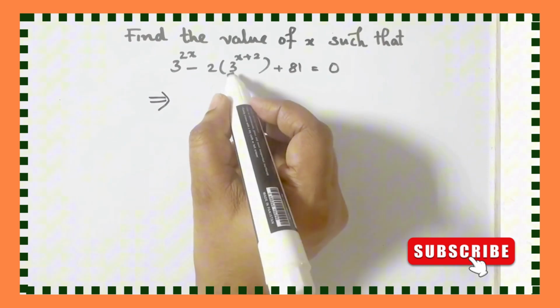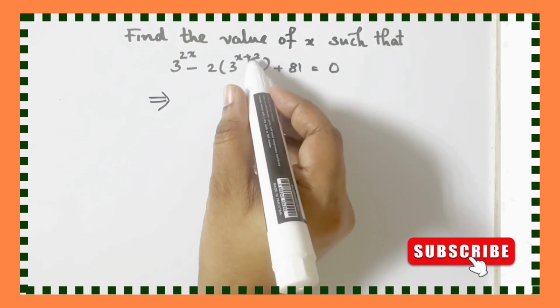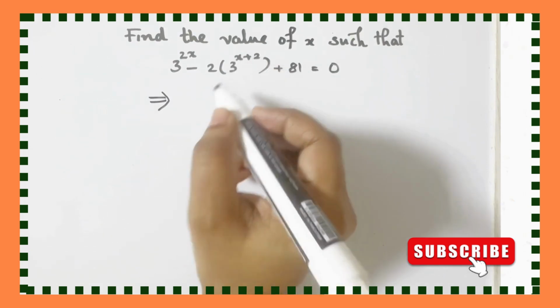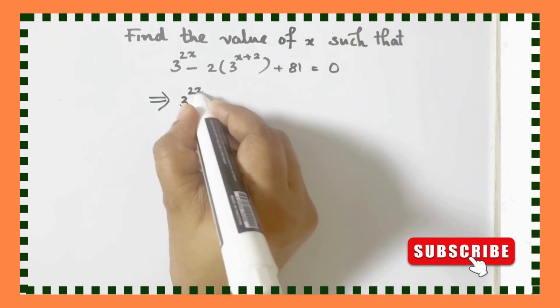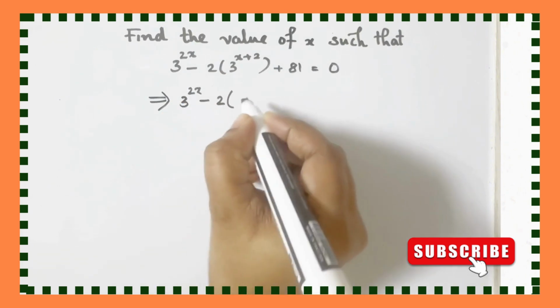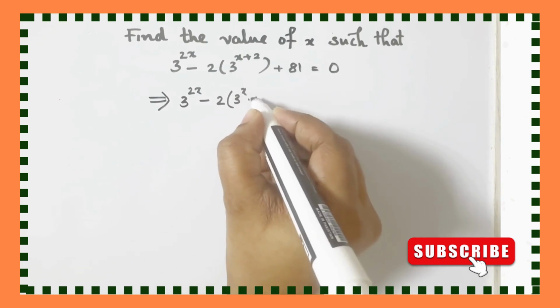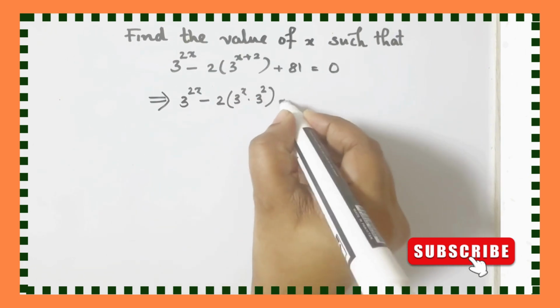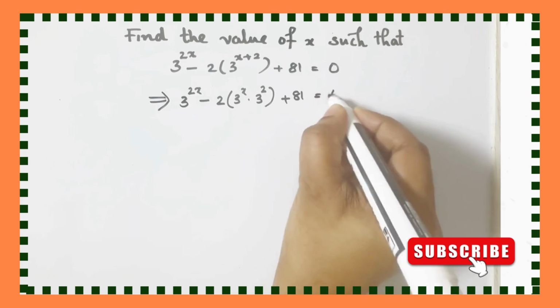Now look into the middle term. Middle term is 3 raised to x plus 2. That means it is of the form a raised to m plus n. So we can split and we can write it as 3 raised to x into 3 raised to 2, minus 2 into 3 raised to x into 3 square plus 81 equal to 0.